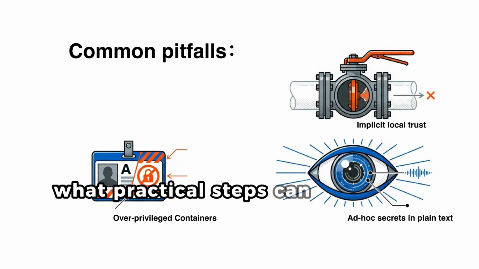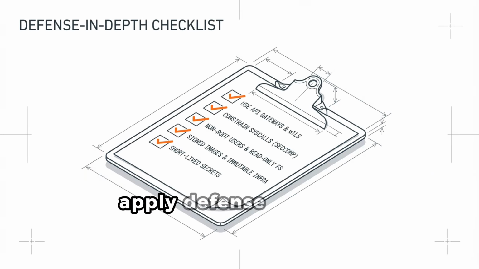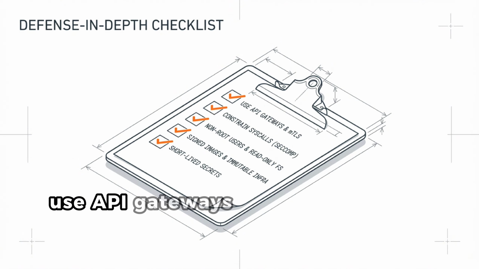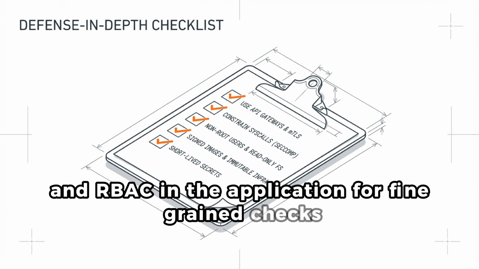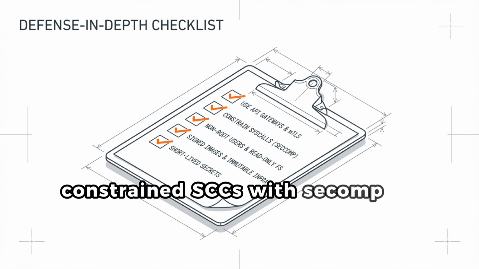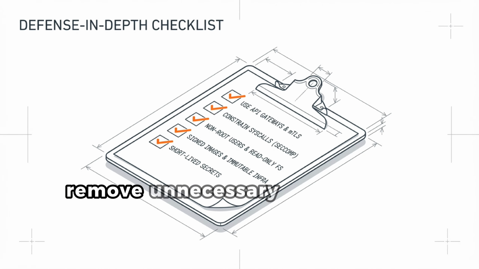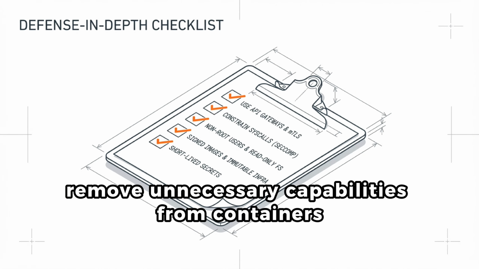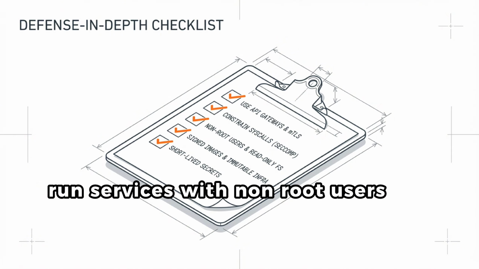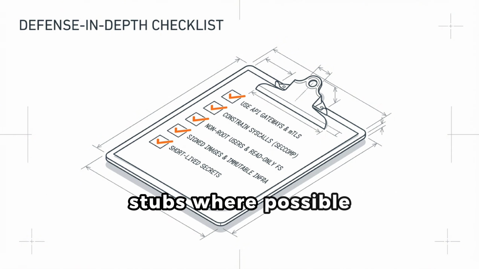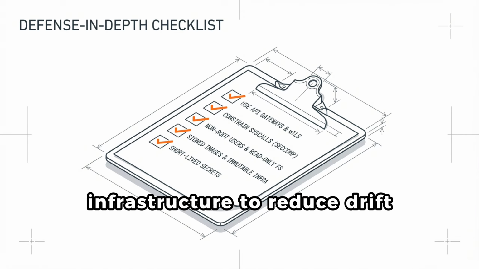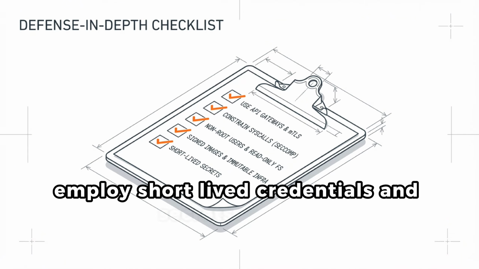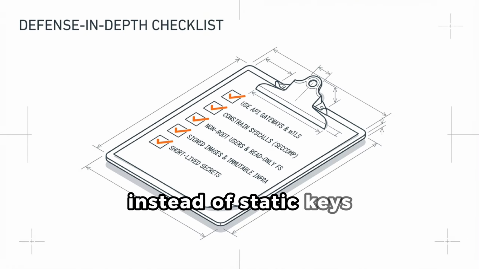What practical steps can engineers take tomorrow? Apply defense in depth. Use API gateways for authentication, sidecars for mutual TLS, and RBAC in the application for fine-grained checks. Constrain syscalls with seccomp or equivalent. Remove unnecessary capabilities from containers. Run services with non-root users and read-only file systems where possible. Use signed images and immutable infrastructure to reduce drift. Employ short-lived credentials and secrets engines instead of static keys.